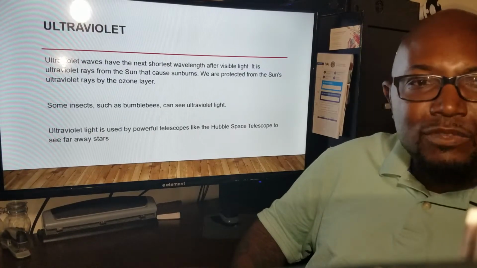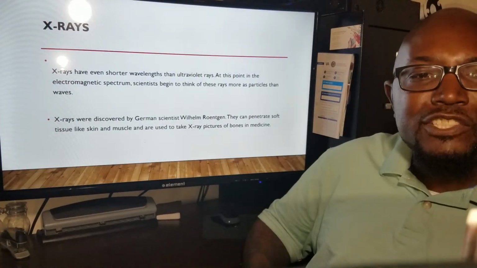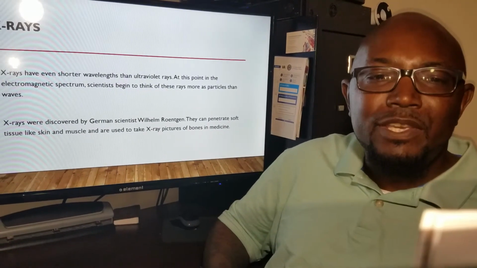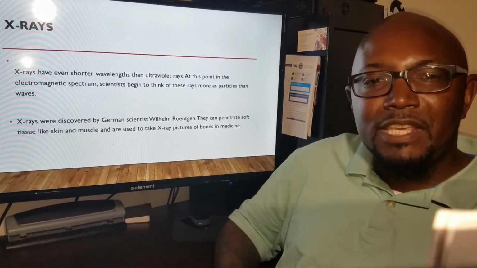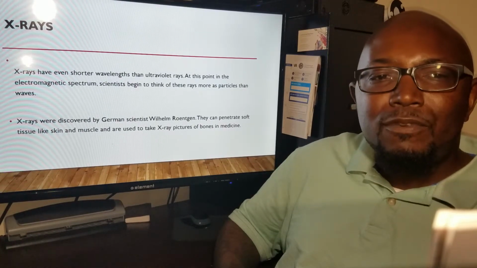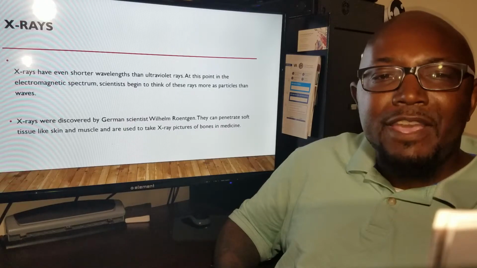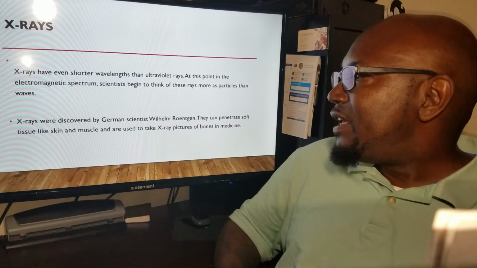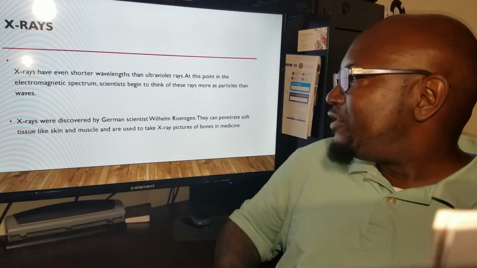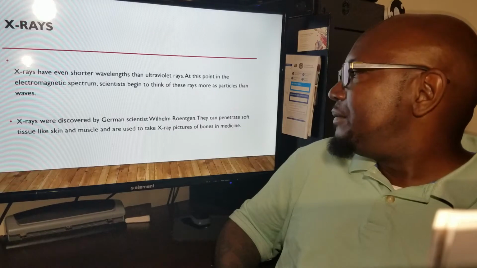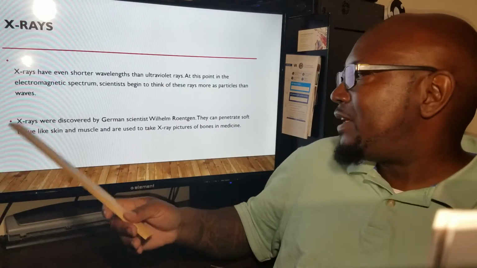After the ultraviolet, you have the X-ray. The X-ray is shorter than the ultraviolet, and it can also penetrate through soft tissue, skin, and muscle. The X-ray is used for determining fractures in bones in the medical field. X-rays were discovered by the German scientist Wilhelm Roentgen. They can penetrate soft tissue, like I said.